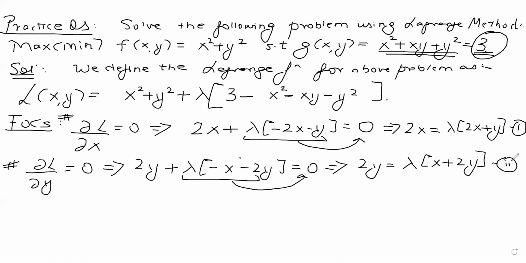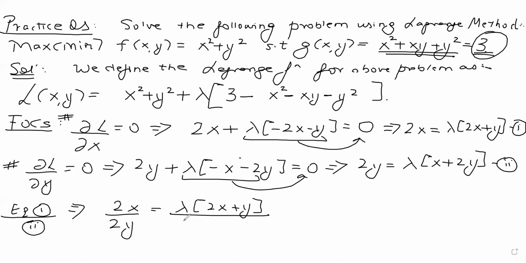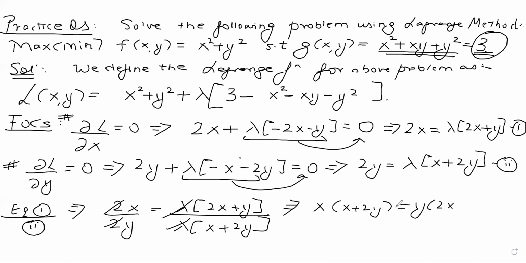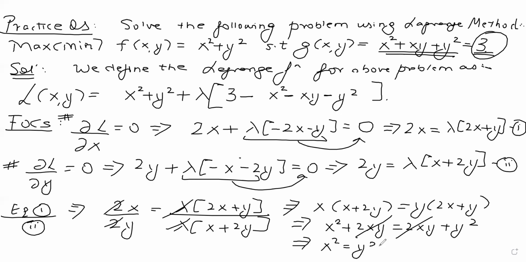Okay, so now we can divide equation 1 by equation 2. Equation 1 by equation 2 implies 2x by 2y equals lambda times (2x plus y) upon lambda times (x plus 2y). 2 cancels, lambda lambda cancels. I can cross multiply: x times (x plus 2y) equals y times (2x plus y), which implies x square plus 2xy is equal to 2xy plus y square. We get x square equal to y square.